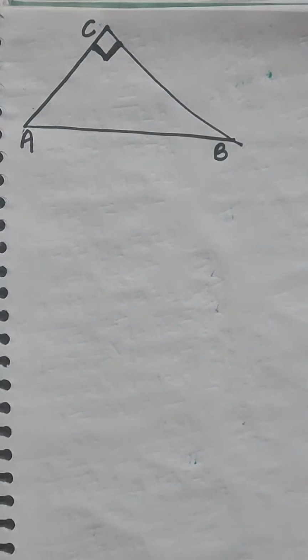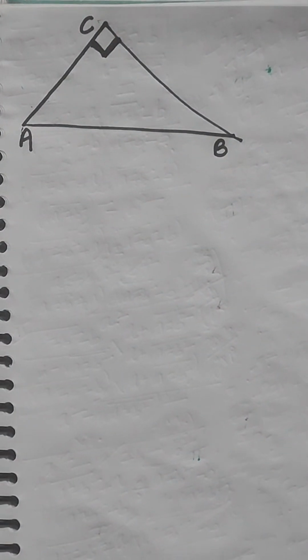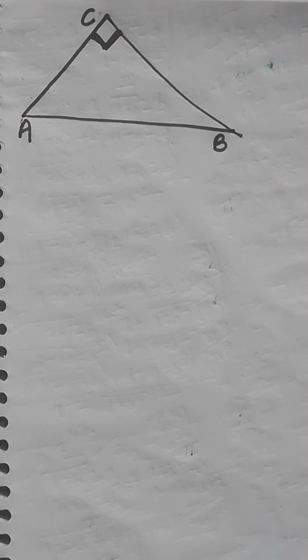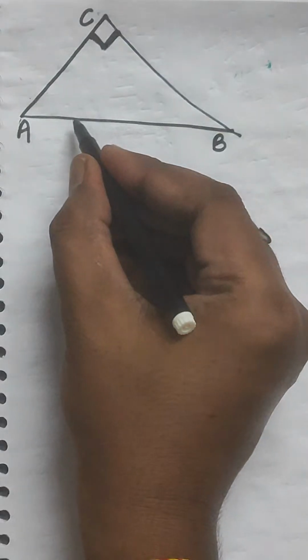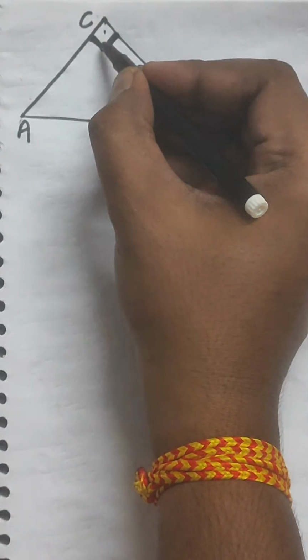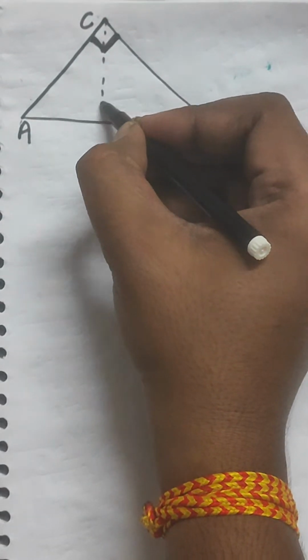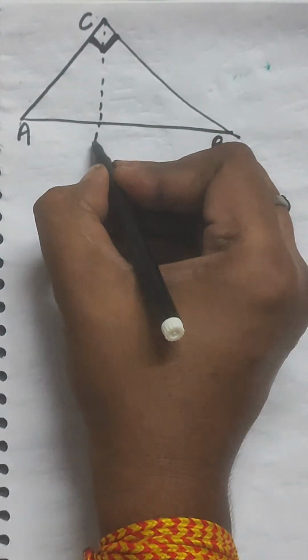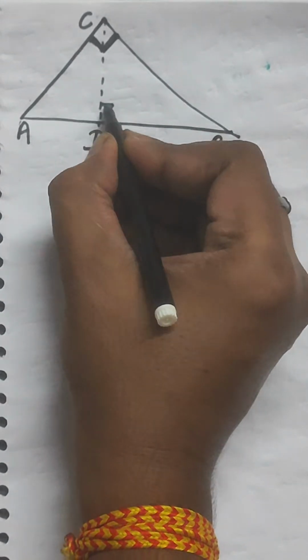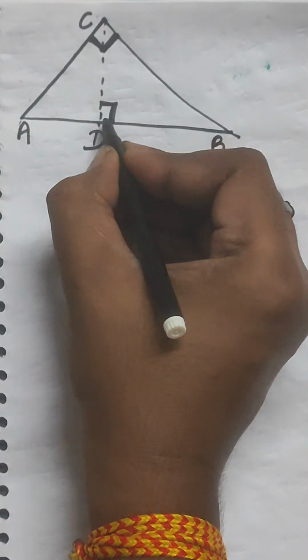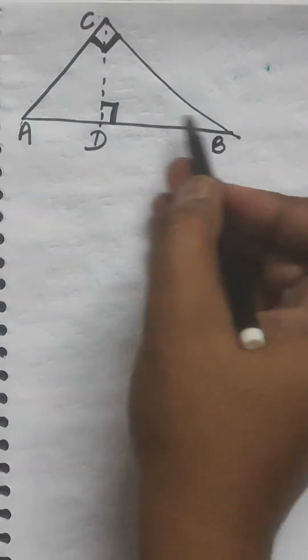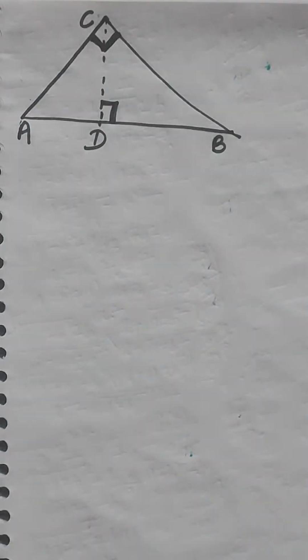So this is one of the data given in the question. Apart from this, it is also given that CD is perpendicular to AB, where D is a point lying on AB. That means this angle BDC is also 90 degrees.